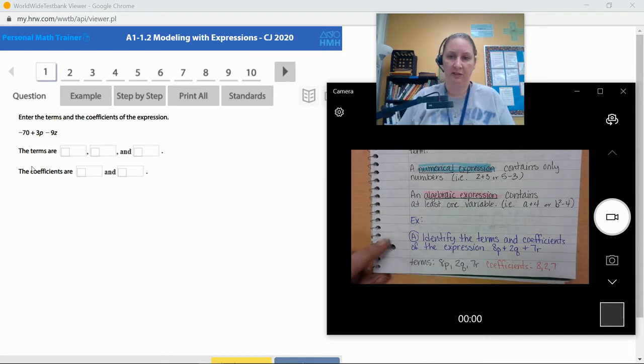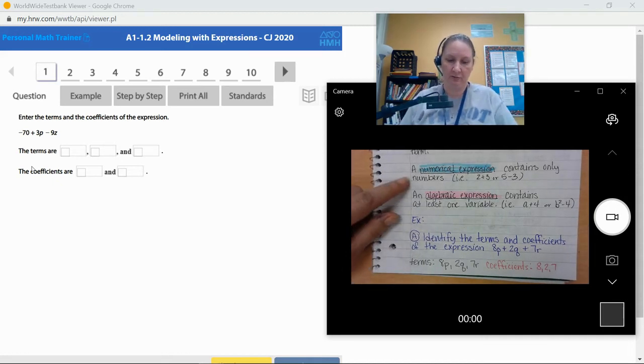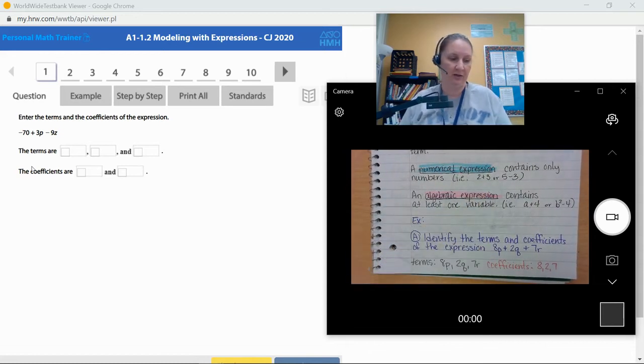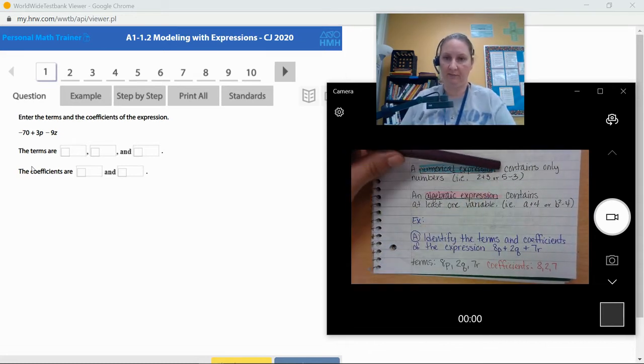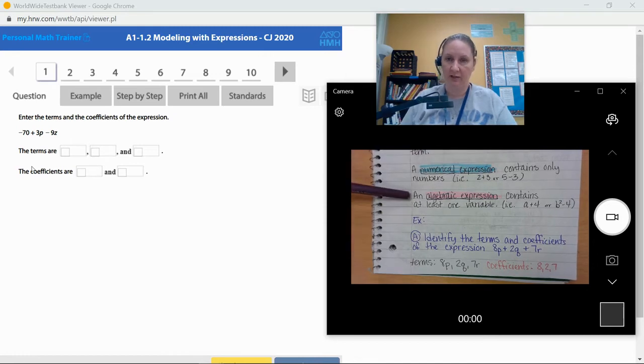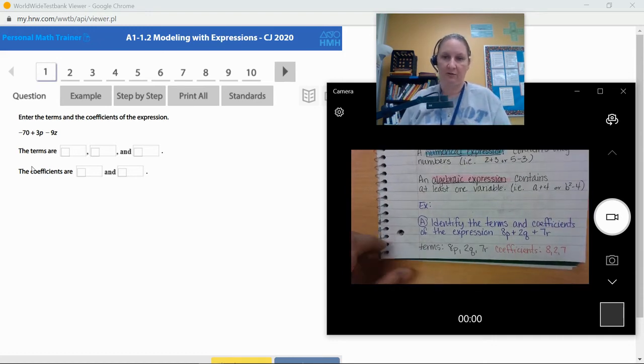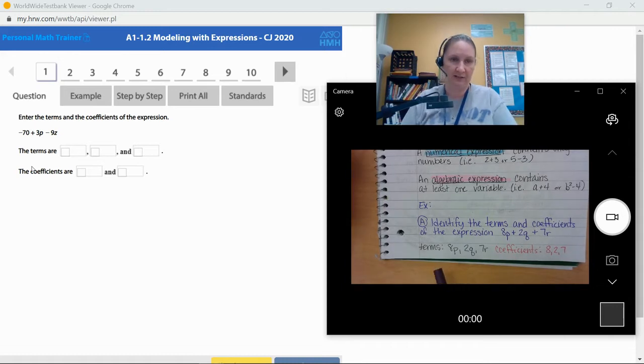So a numeric expression contains only numbers, such as 2 plus 3 and 5 minus 3. But an algebraic expression contains at least one variable, so a plus 4 or b squared minus 4. Those are algebraic expressions. So the first kind of problem that you're going to see, like the one you see on my screen, is identify the terms and the coefficients.